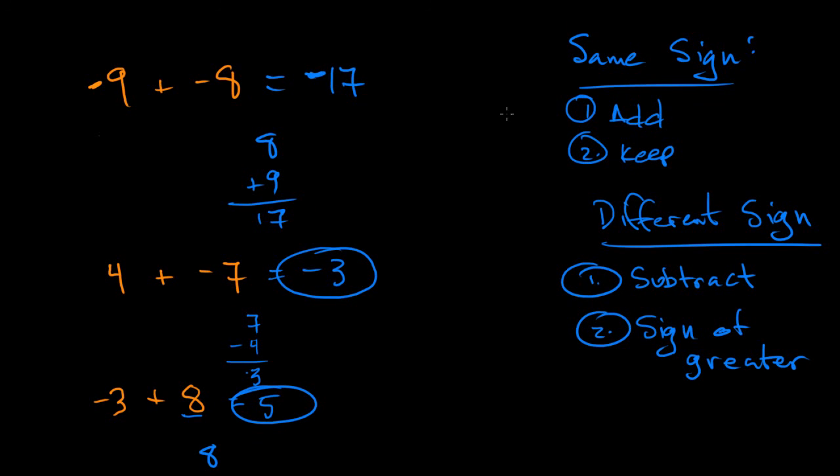That's how we add numbers with different signs, or the same signs. We just need to remember these two rules, and we should be able to add any kinds of numbers that we come to. Good luck.